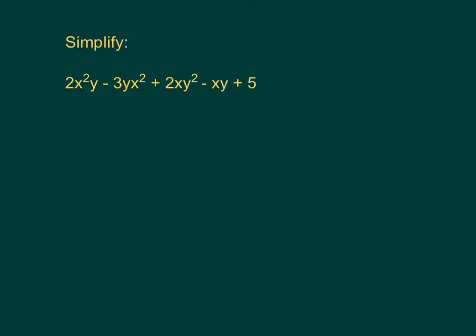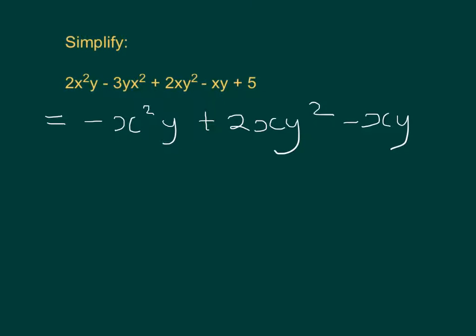Now let's simplify the following. 2x squared y minus 3yx squared are like terms. This is equal to minus 1x squared y. 2xy squared is unlike all the other terms, so we bring it down. Minus xy is a term that is unlike all the rest, bring it down, and plus 5 is a constant term unlike all the rest.